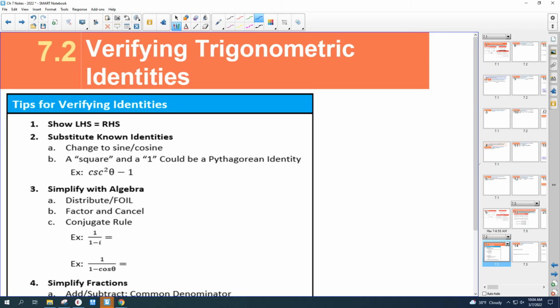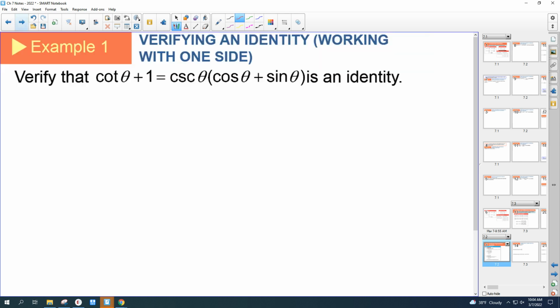7.2 is verifying trig identities, and I've got this box with tips. The first one is show LHS equals RHS. What we're trying to do is show the left side equals the right side. You're going to get a problem, and it's going to say verify that this equals this. And what you have to do is prove that the left side of that equation is equal to the right side of the equation.